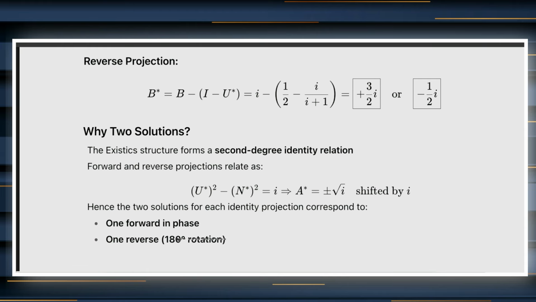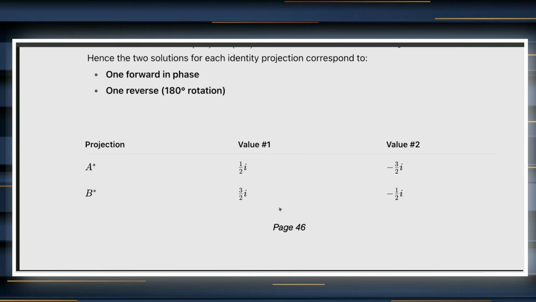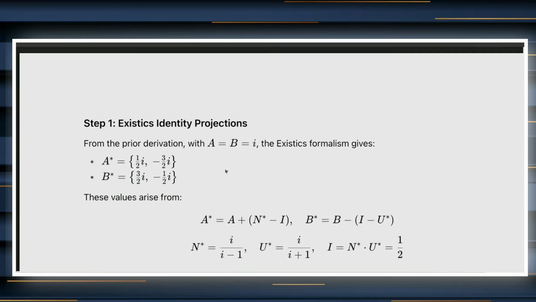So now we'll come down here and we'll shift it. The Existics structure forms a second degree identity relation; forward and reverse projections relate as such. Hence, the two solutions for each identity projection correspond to one forward in phase, one reverse, 180 degrees out of rotation. And I just want you to look at these values right here that just popped out of these expressions, okay?